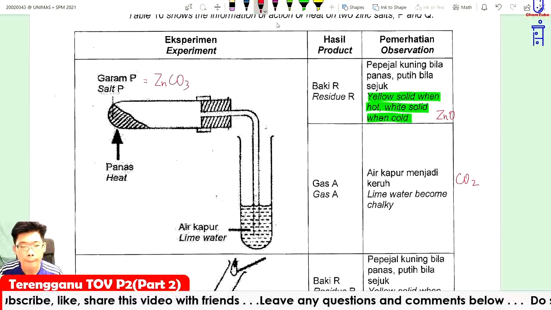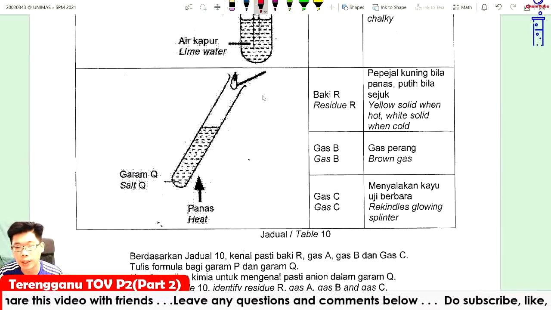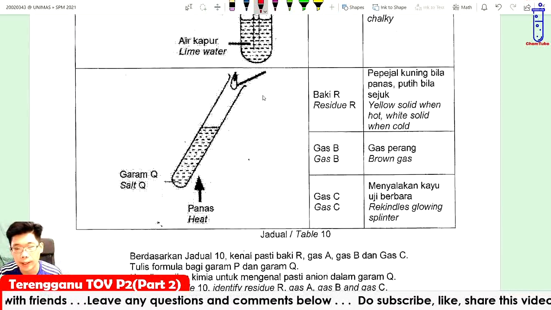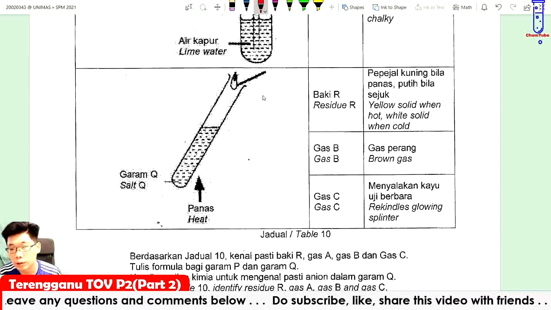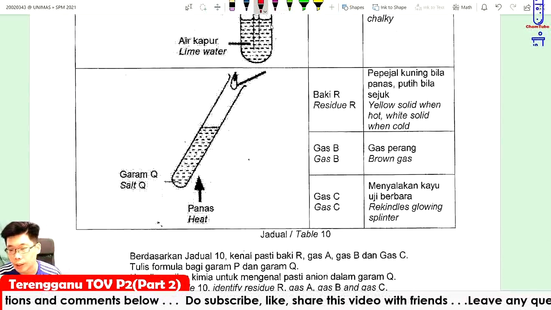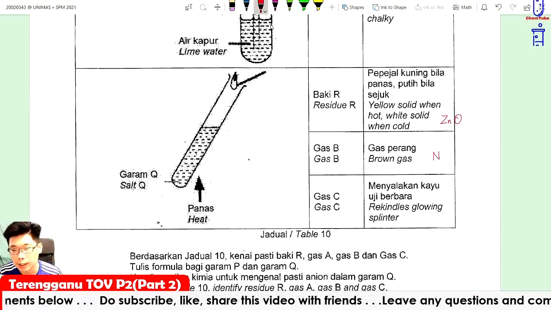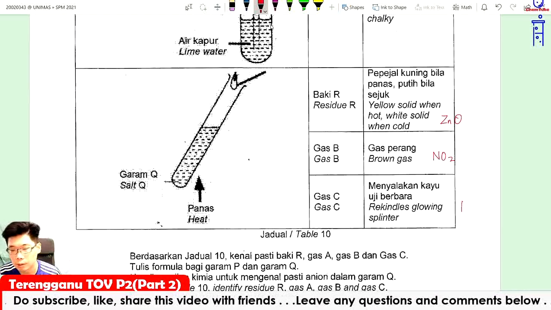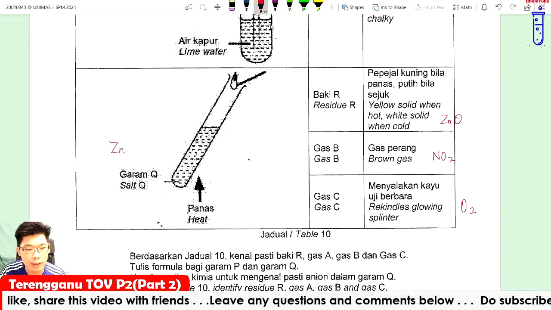Okay. Next, if salt Q, you heat it, okay, you bring a burning, is it, or glowing wooden splinter. Okay, let's see. Residue, yellow solid when hot, white solid when cold. So this one also the same as the previous one, will be zinc oxide. Brown gas will be nitrogen dioxide. And then the gas C rekindles the glowing splinter, so it will be oxygen. So meaning that the salt Q will be zinc nitrate.